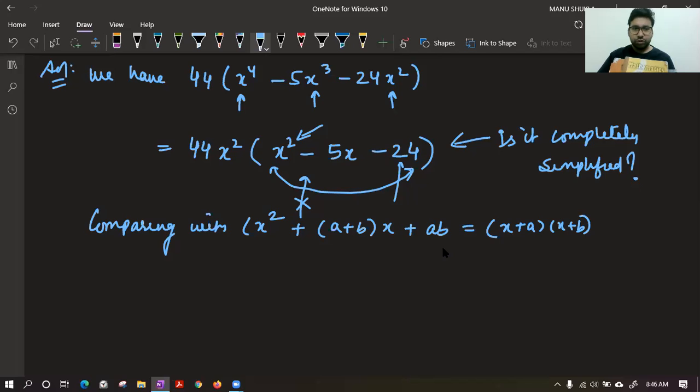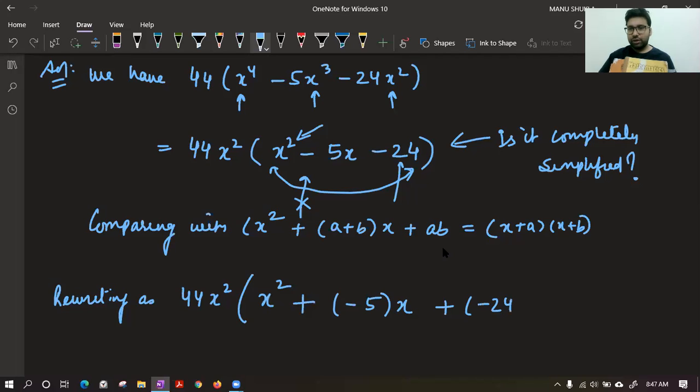So let's make it. We will rewrite the question as 44x square bracket x square plus (minus 5x) plus (minus 24). Class, is this correct? Now are they comparable? We have just rewritten the main equation in such a form so that they can be comparable. Yes, class? Please answer. Are they comparable now?